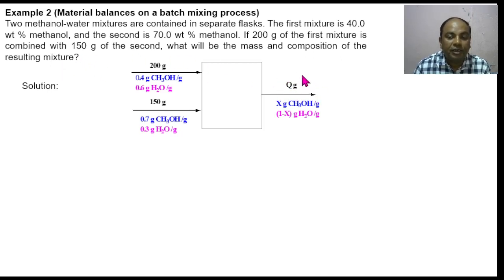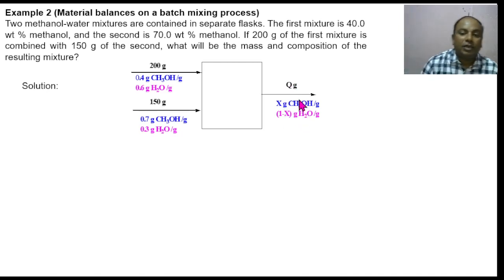This Q is the mixture that we obtain after combining the two different flasks, one having 150 gram and the other having 200 gram. Its composition we have to identify. The resulting mixture is unknown, so we have indicated it by the variable Q gram. It would have a certain composition of methanol as well as water.